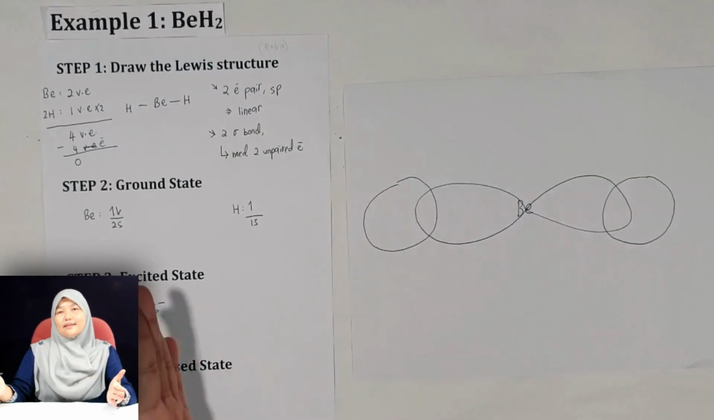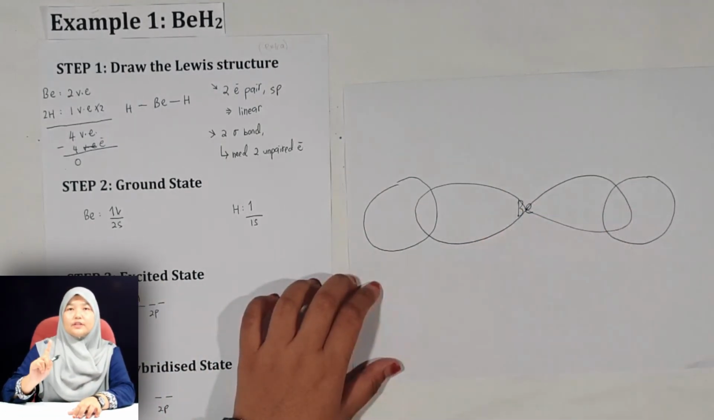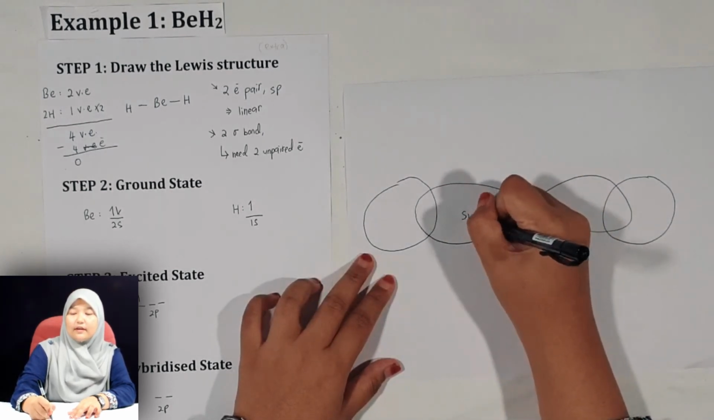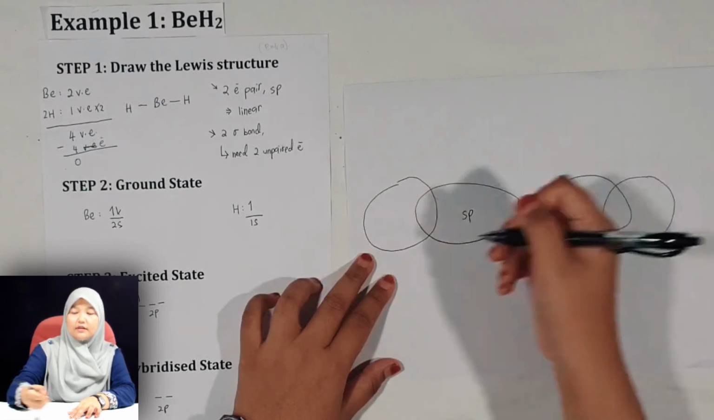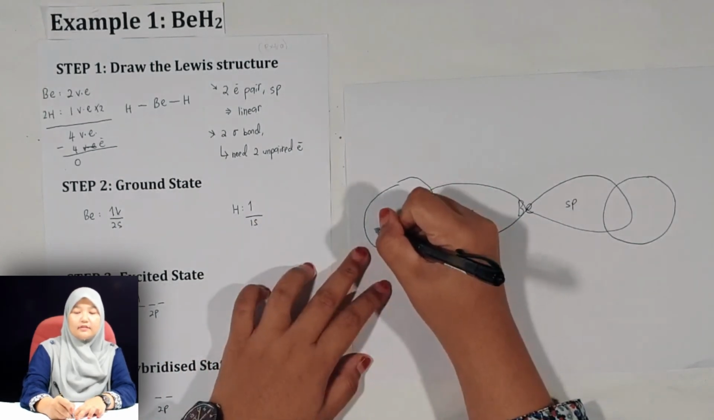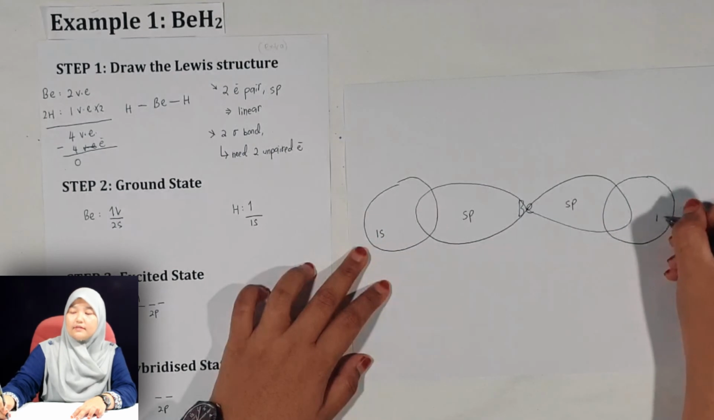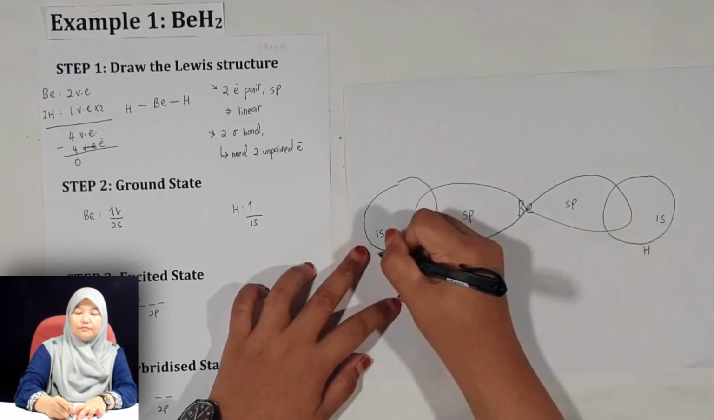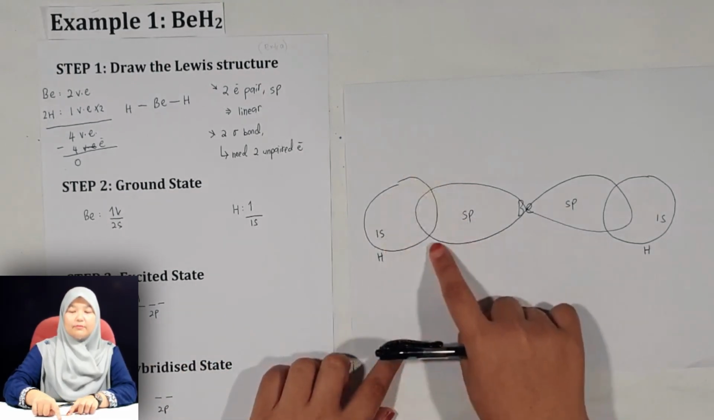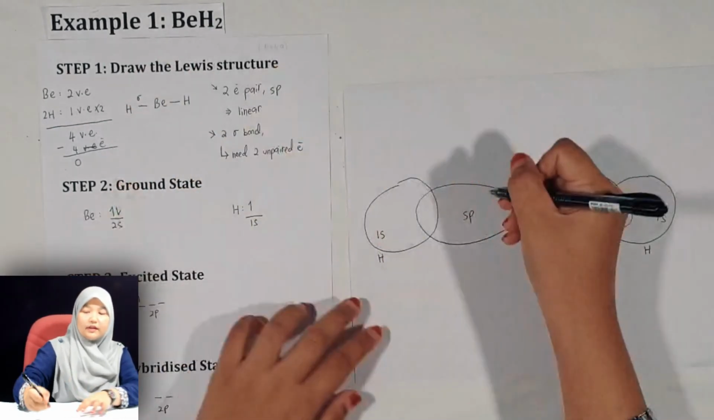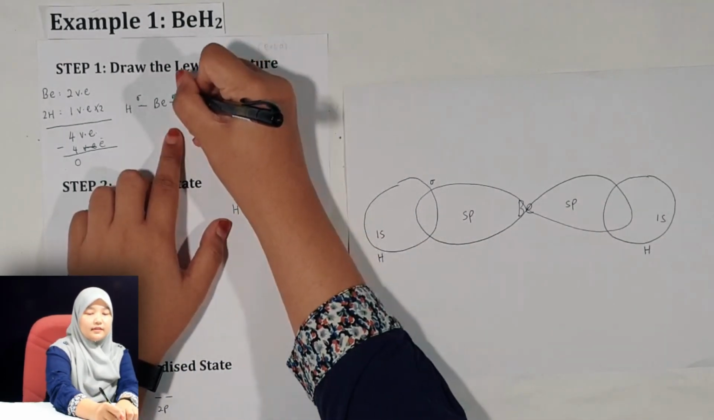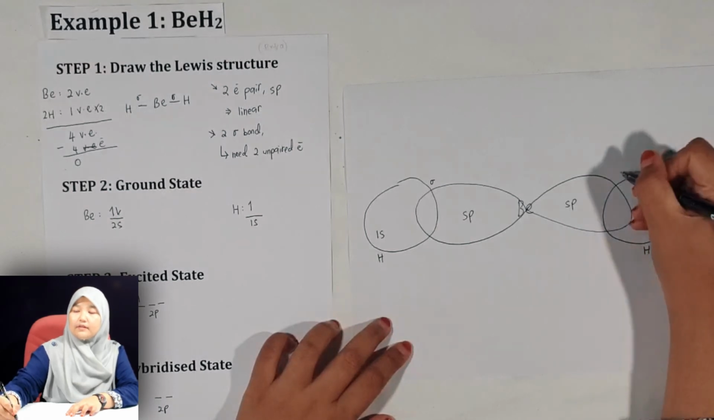Okay, next adalah kita akan label. So untuk Be, dia punya jenis hybrid orbital adalah sp. So kita akan tulis di sini sp. Okay, untuk hydrogen s, jadi 1s. Okay, ini adalah orbital untuk hydrogen. Okay, so Be dan hydrogen overlap, dapatlah sigma bond. Ini sigma bond yang terhasil. Okay, sigma bond yang kedua terhasil, okay, daripada overlap ini.